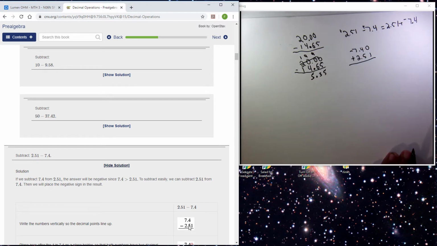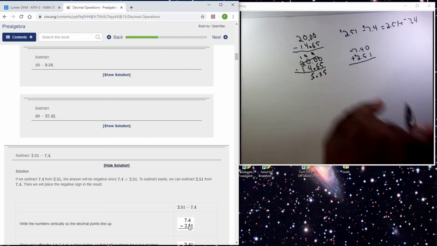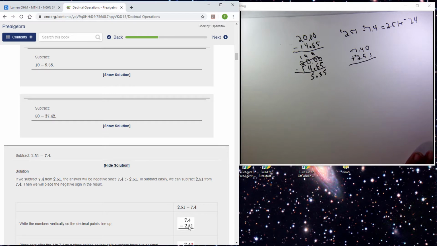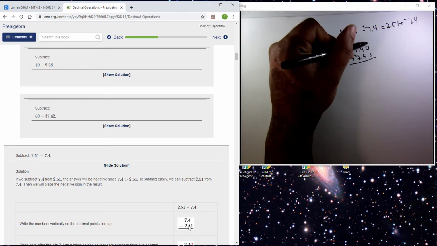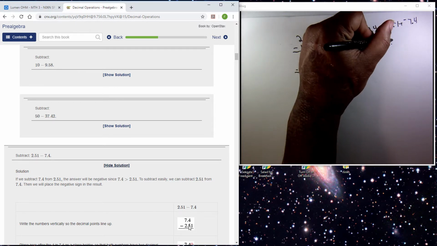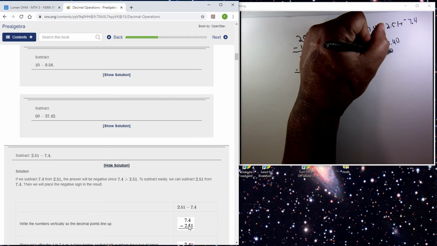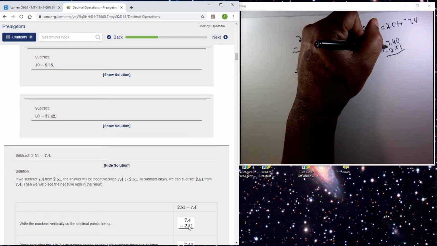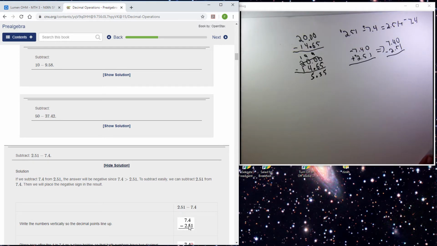So what's the rule when you're adding two numbers? When you're adding two numbers and they have different signs, subtract the smallest from the larger and take the sign of the larger. So I have 7.40 minus 2.51. You subtract it like it was a whole number, and you take the sign of the larger.